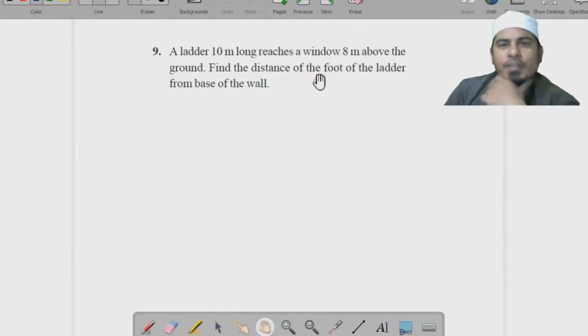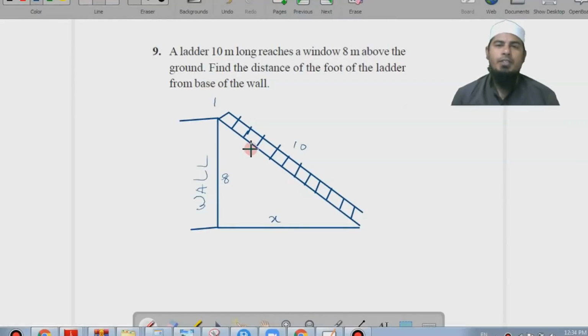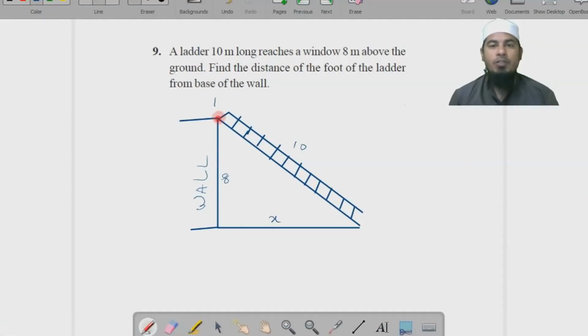A ladder 10 meter long reaches a window 8 meter above the ground. Find the distance of the foot of the ladder from the base of the wall. Let us draw the diagram for this. According to the question, the diagram is ready, and this is a ladder standing. Ladder 10 meter long reaches a window 8 meter above the ground. This is here the window, and this is the wall.